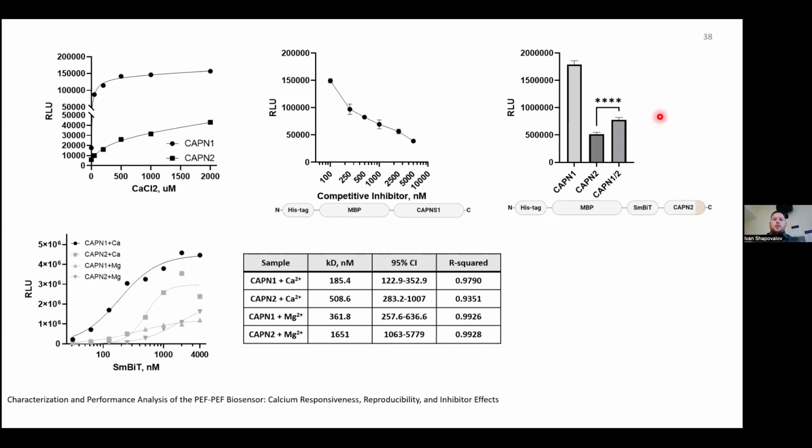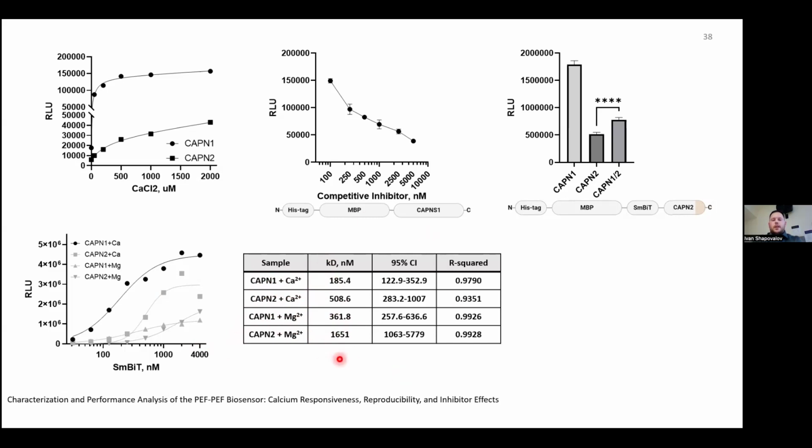And having done all of these optimizations and validations, I've done one final characterization of the biosensor, in which I was keeping the large bit concentration constant, but I was changing the concentration of small bit in the assay. And what that allowed me to do was to estimate the dissociation constants of these peptimains in different conditions. So for Calpain-1 biosensor, the dissociation constant was 185 nanomolar. For Calpain-2, the binding was a bit weaker, 508. But then also when we substituted calcium for magnesium, that binding affinity dropped for both biosensors, for Calpain-1 to 360, for Calpain-2 to about 1600.